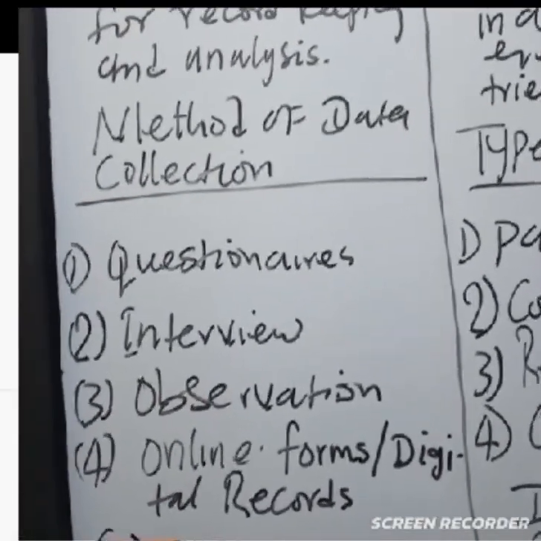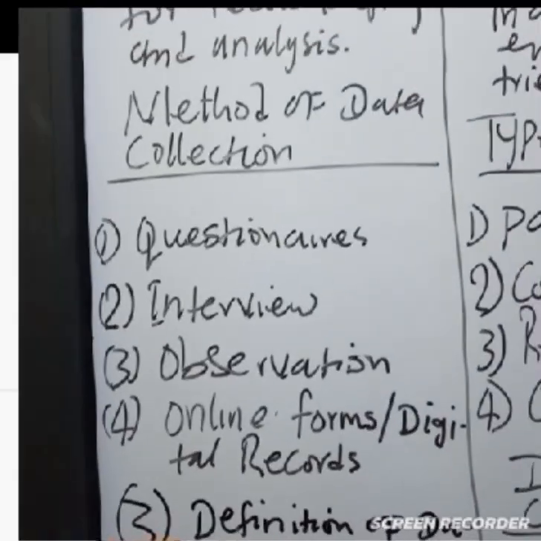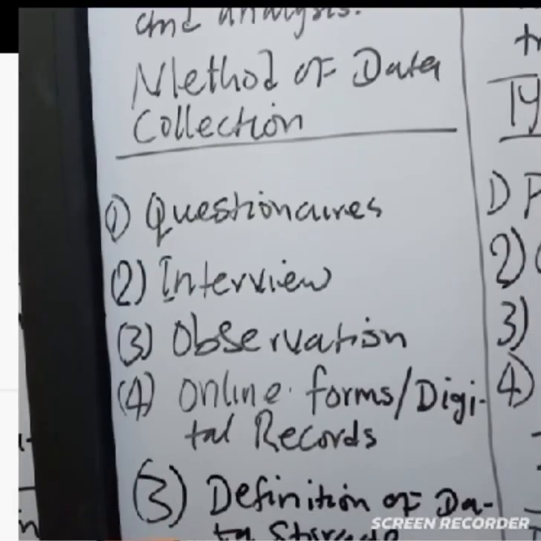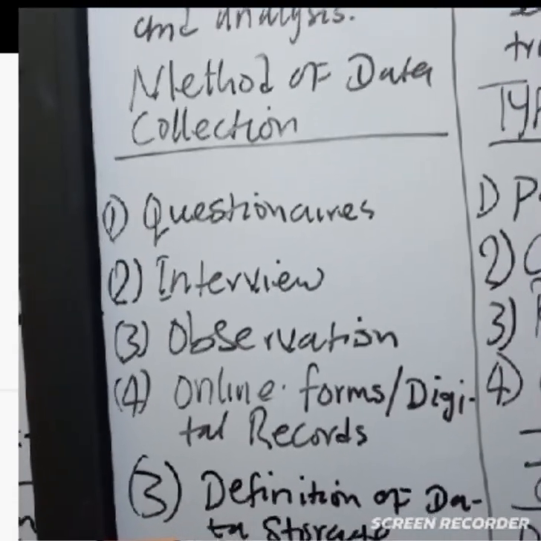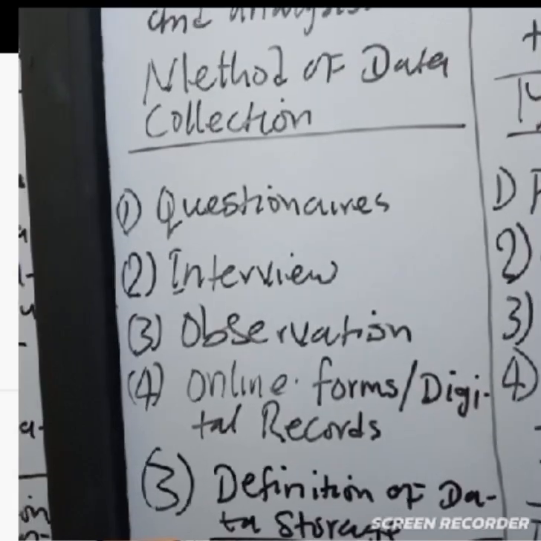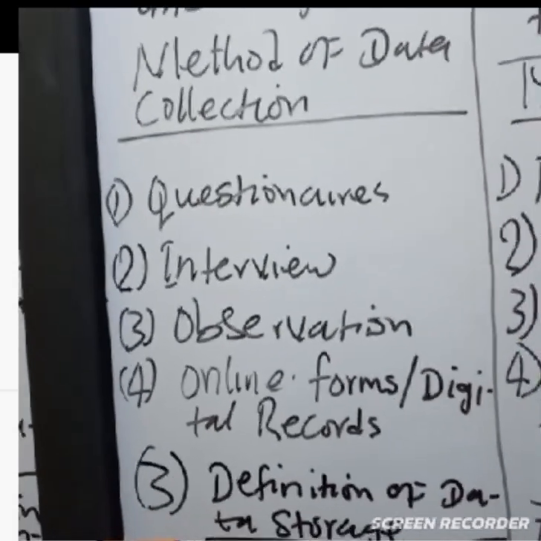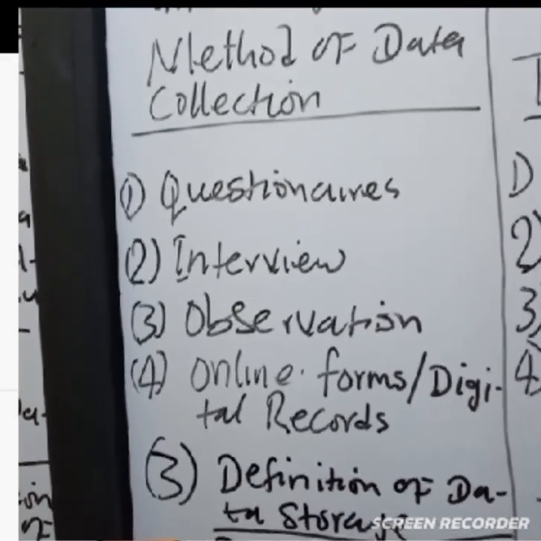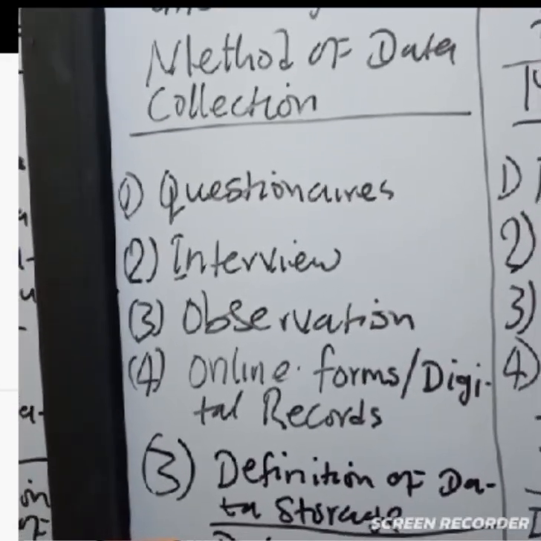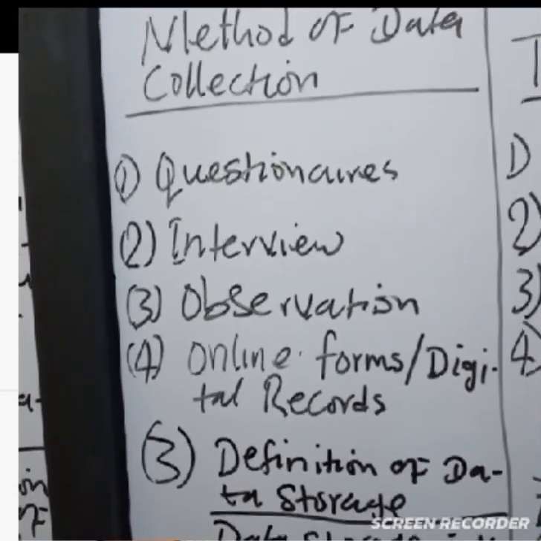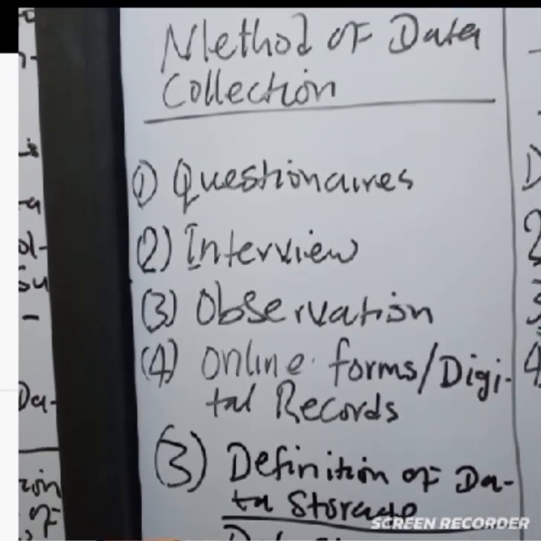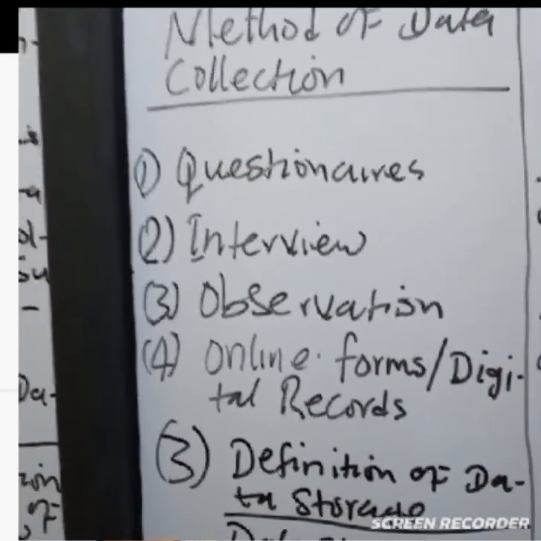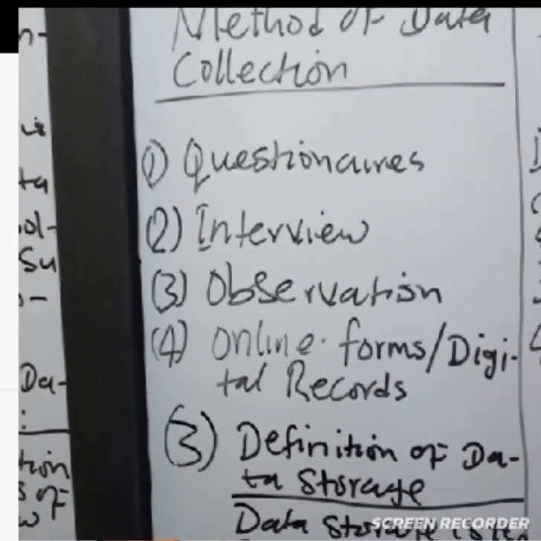We have different methods of data collection. Method number one is called questionnaires. A questionnaire is a set of written questions given to people to answer. It is used when collecting information from many people at the same time. Examples: students filling in an exam feedback form, voters answering survey questions, and online Google Forms used in schools. Those are examples of questionnaires.